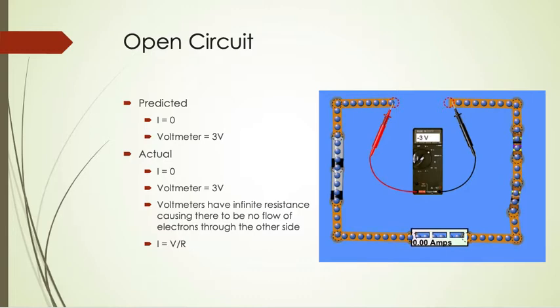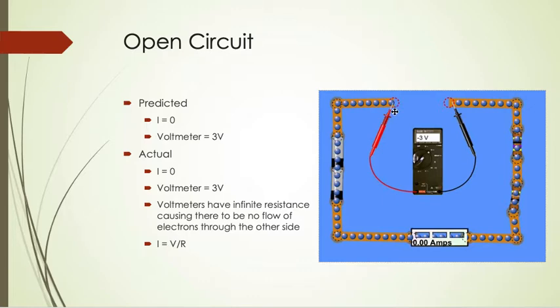In the next part of this experiment, we created an open circuit, and we hooked up the voltmeter to see what it would read. The ammeter reads that the current is equal to 0 in this part of the circuit, because since the circuit is not closed, current is not able to flow through here.